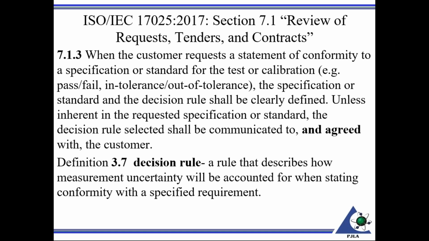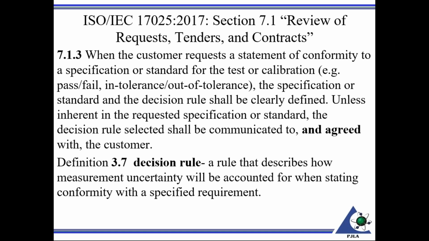So if you're not in tune with what we're referring to here when we say a decision rule, that is a definition within 17025. It's a rule that describes how measurement uncertainty will be accounted for when stating conformity with a specification. So as stated here under 7.1.3, whenever you say something passes, something fails, you're making a statement of conformity to a specification or a tolerance.